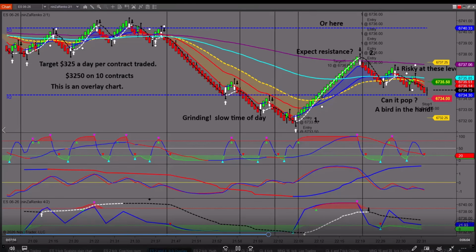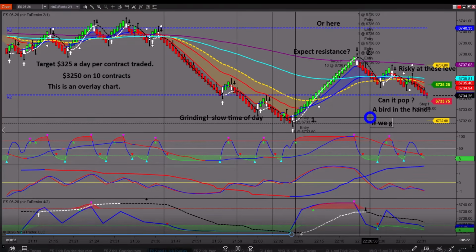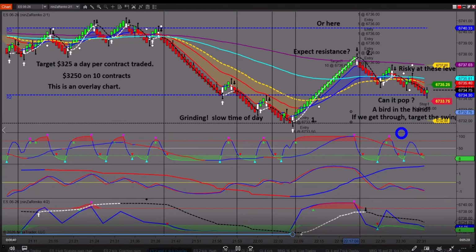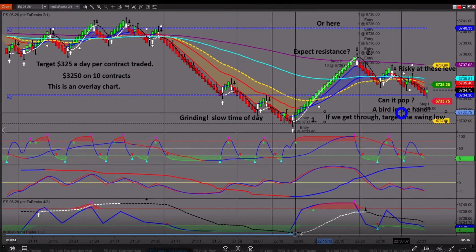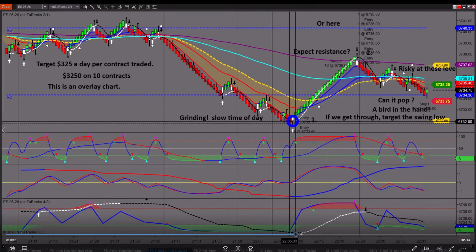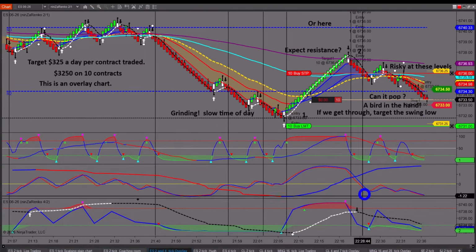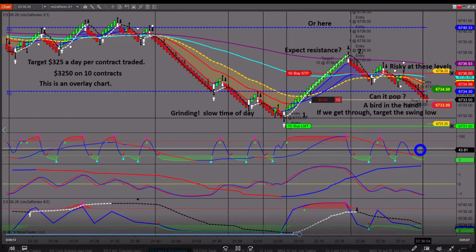Now for members watching, by the way, just there, you did have a T10, so if you weren't in that one, you could have jumped in. And I'm going to fast forward this here, and what I've got there is a bird in the hand, meaning look, I'm better off picking up 3 or 4 ticks per contract. Now that's basically $375 to $500 on 10 contracts.